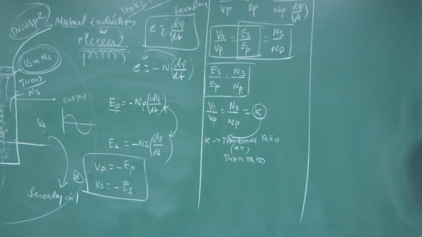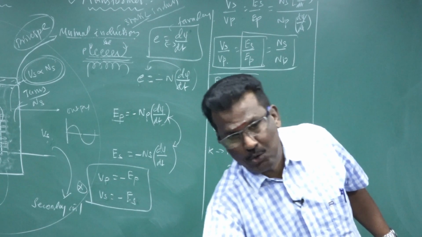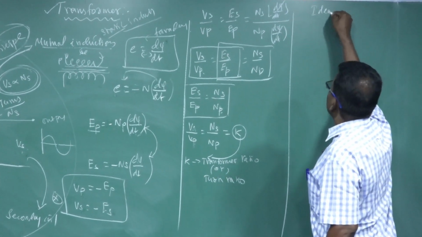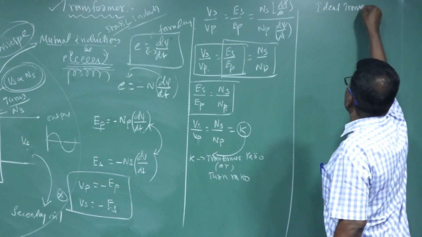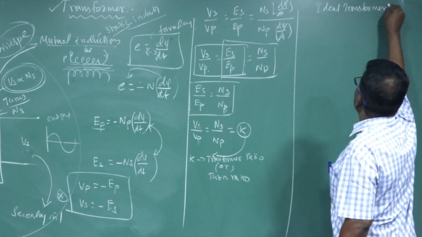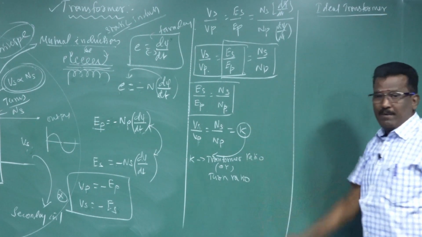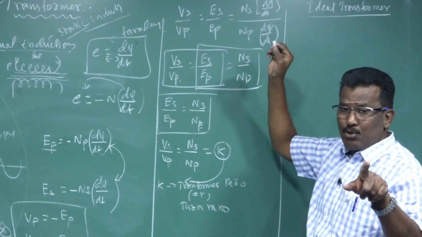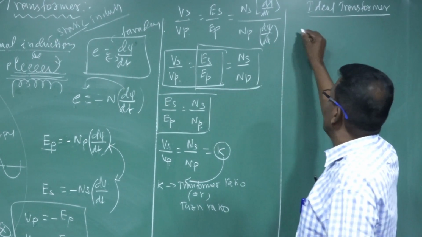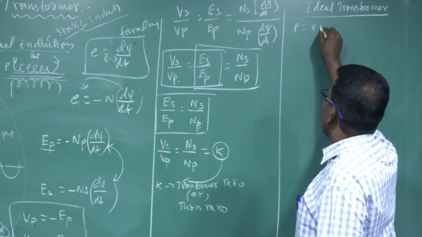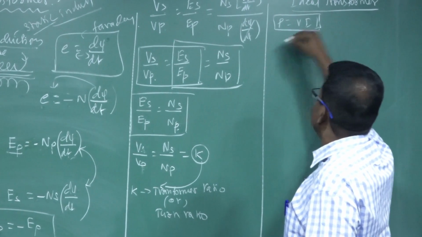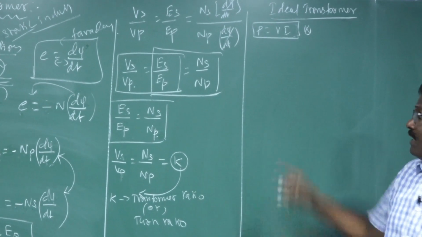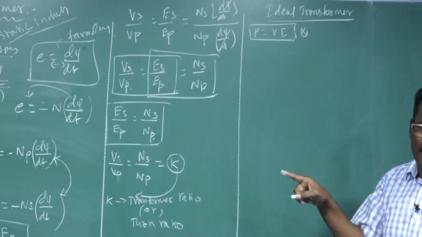In the case of an ideal transformer, we know that input power is equal to output power. What is the formula to calculate power? Power P is equal to the product of the voltage and the current. So P is equal to VI, the general formula for power. Input power is equal to output power.